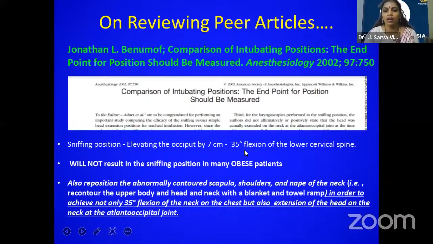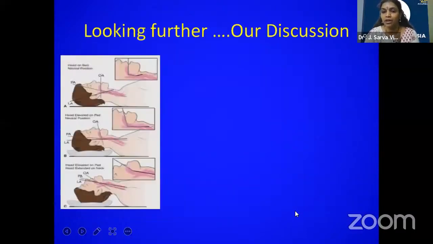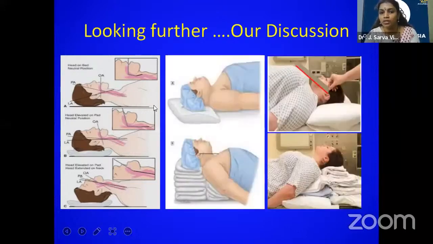But the same thing, by keeping a pillow in an obese patient, will not result in a sniffing position in most of the patients, because they have an abnormally contoured scapula and abnormal deposition of fat under the shoulders and the nape of the neck. So in order to achieve 35-degree flexion of the cervical spine and also extension, we need to ramp them up with towels and blankets. We can see here that by just placing a pillow, we achieve the alignment between the external auditory meatus and the sternal notch. But this is not possible in an obese patient. By just placing a pillow, their head lies at a lower level. So in order to achieve this alignment, we need to wrap them up with towels and blankets. This was first told by Benumov.